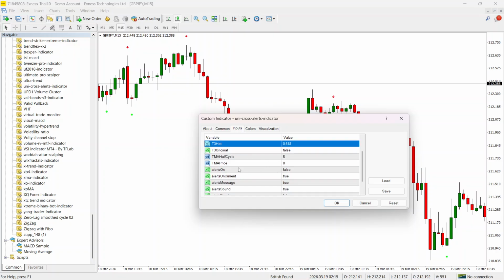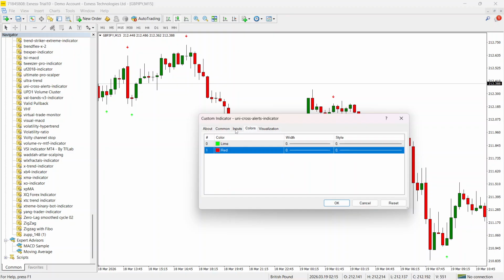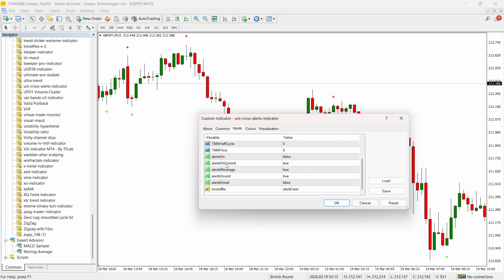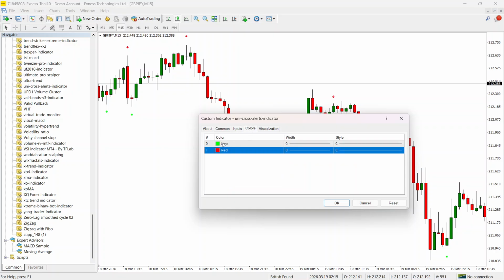We have the TMA half cycle that sets the half cycle length for the TMA portion of the logic, shaping how the TMA reacts to swings. And we have the TMA price, which defines which price source feeds into the TMA calculation. Together, these parameters govern when and where the Uni Cross logic decides to print new arrows. It also has the alerts, such as sound, email, and other alerts. Now we can adjust the color of the arrows and the thickness or width.